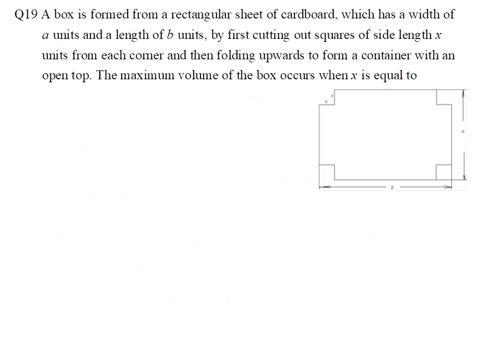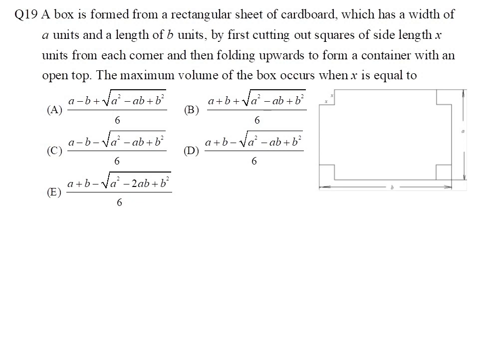In question 19, a box is formed from a rectangular sheet of cardboard which has a width of a units and a length of b units, by first cutting out squares of side length x units from each corner and then folding upwards to form a container with an open top. The question is to find the value of x in terms of a and b so that the maximum volume of the box occurs.